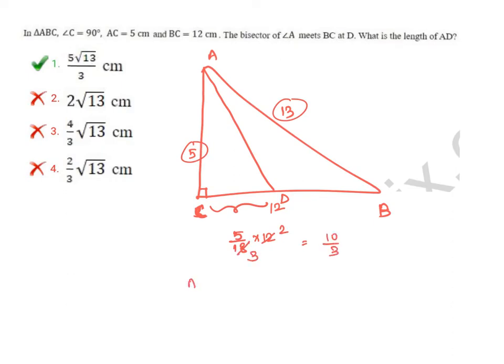Now in order to find out AD, use the Pythagoras rule. 5 square is 25, 10 square is 100 by 9. This is AD square. So you just take common of 25. It will be 13 by 9. So do under root, 5 by 3 into root 13 you will get. So AD is 5 by 3 into root 13.